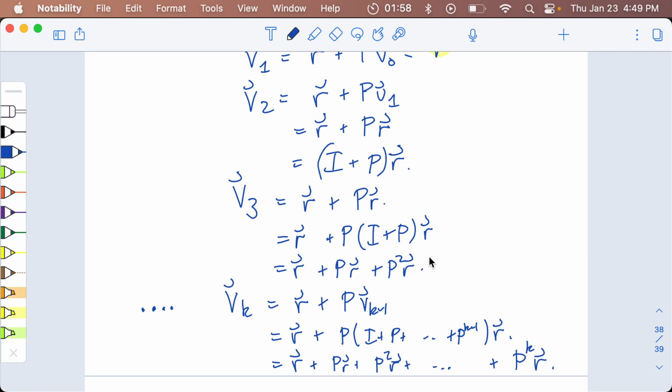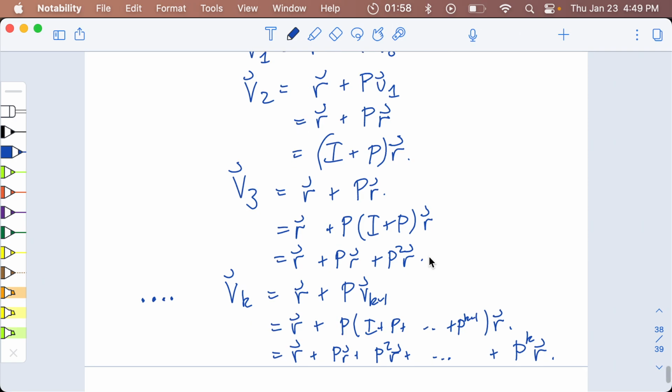Any other questions or comments? Yeah. So there has to be some sort of condition on P then in order for it to converge. Yes, so here's the thing. P is the transition matrix for a Markov chain. So in particular, all the entries are non-negative, and they add up to 1 in every row. So that is called a stochastic matrix.